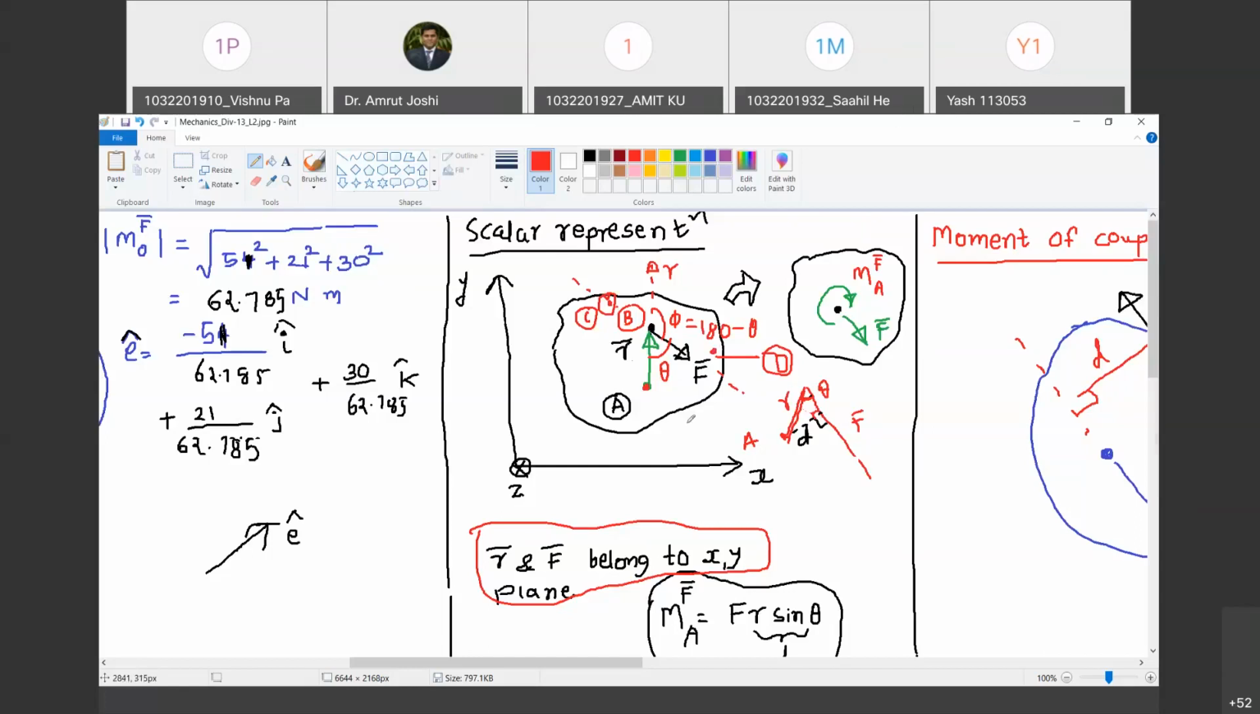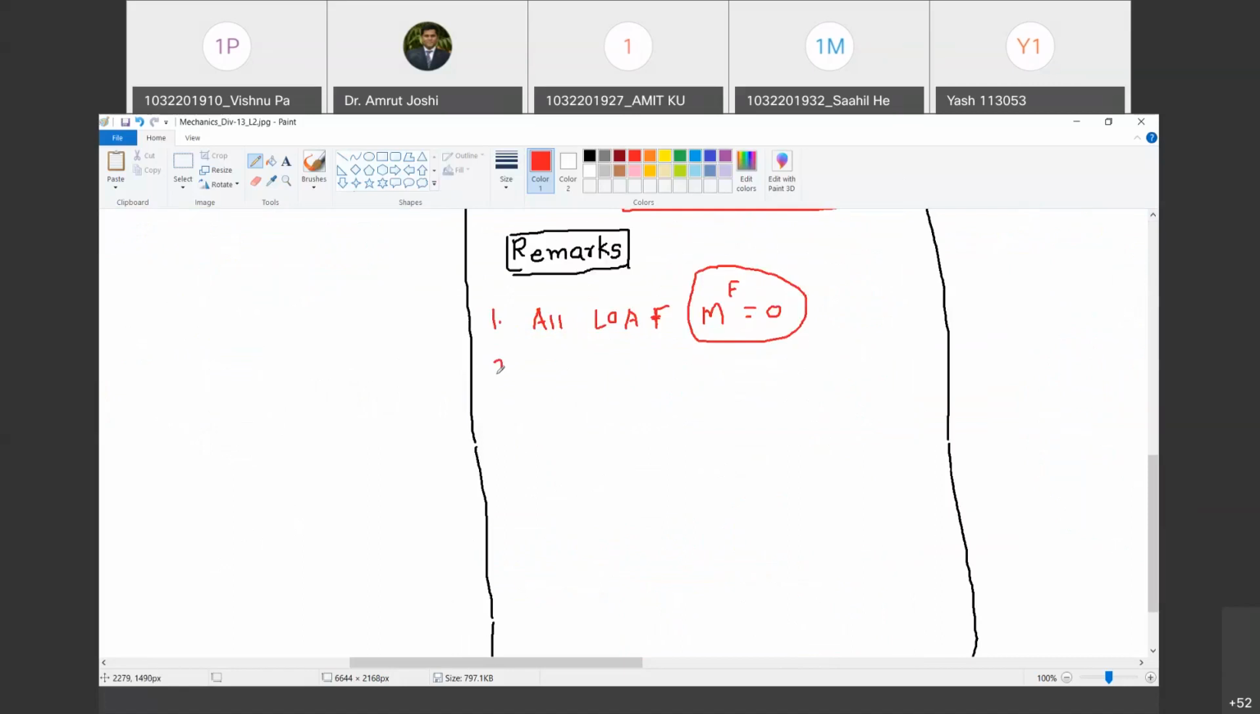So, another observation: the sense of the moment produced by F bar at different points on the body can change. Do you agree with me? Yes, sir. The sense of the moment produced by F on various points on the body need not be the same.